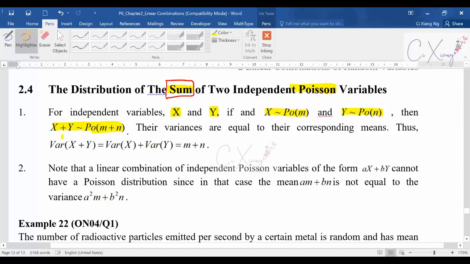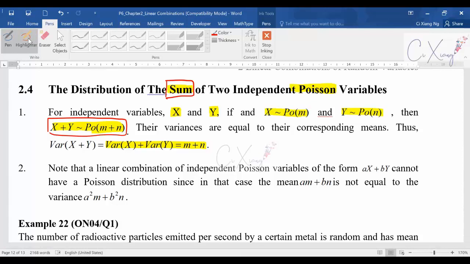At the same time, the variance is still the same. Variance of X plus Y means variance X plus variance Y, which equals m plus n. But for the calculation part, we seldom calculate the variance of X and Y, so mostly we are still focused on this part: X plus Y is still Poisson distributed with the mean m plus n.